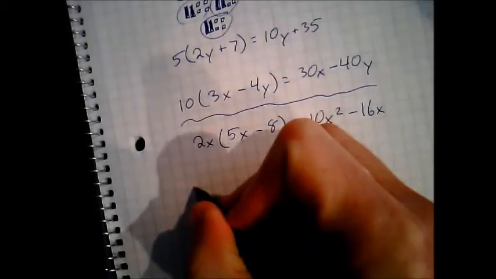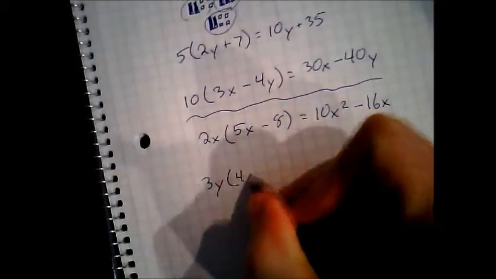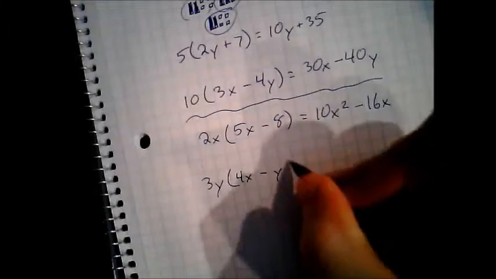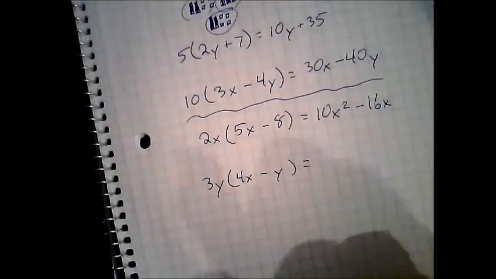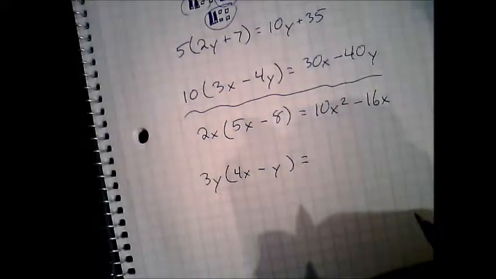Okay, so why don't you try this one? 3y times 4x minus y. So press pause, try it on your own, then press play when you're ready to check your work.